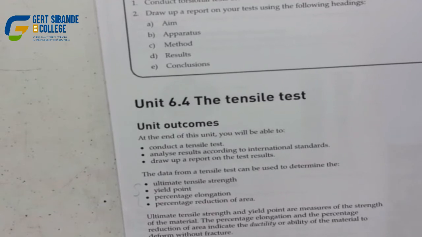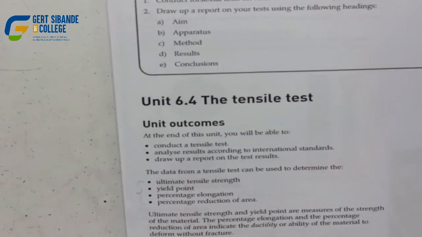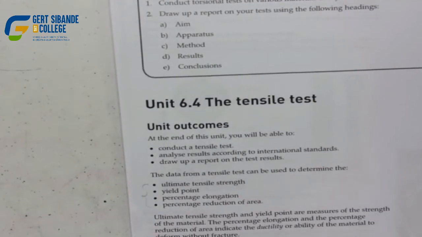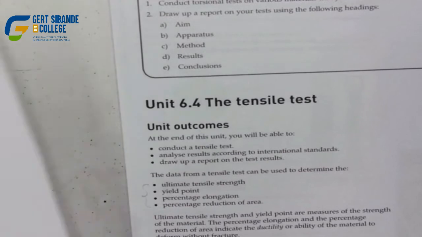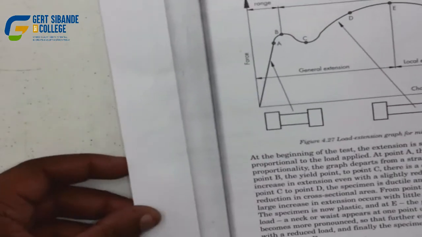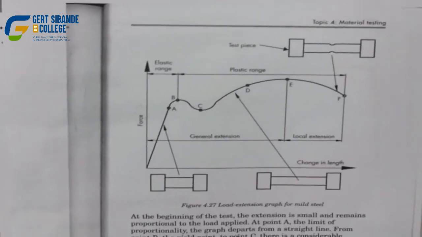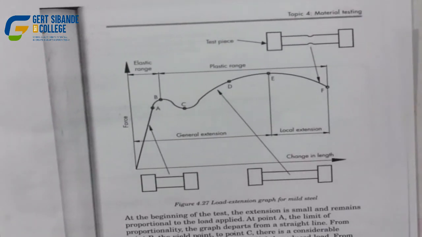And we also have to know how to calculate the yield point, the percentage elongation of that material, and also the percentage reduction of area. So the lesson today will be more based on this diagram, which I'm going to explain: the stress and strain of the material, or how the material behaves under the influence of pressure.